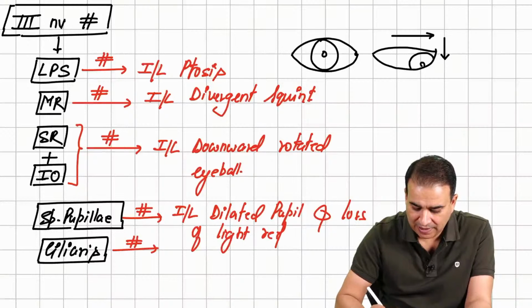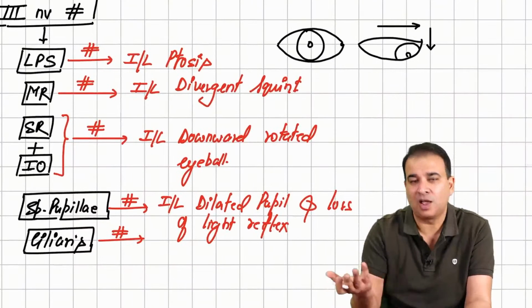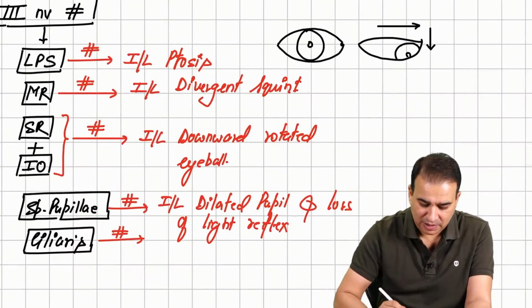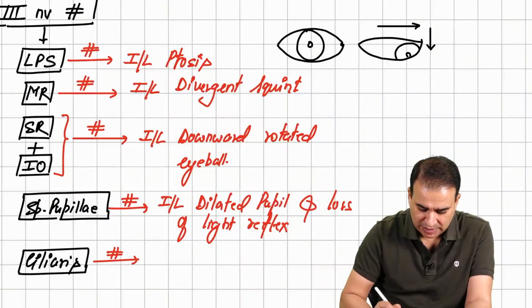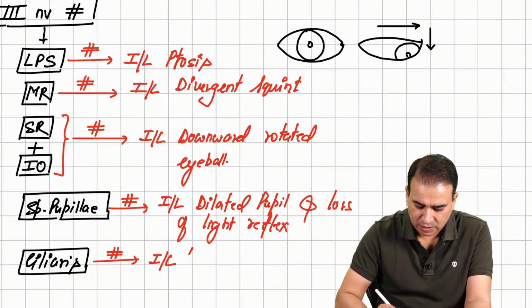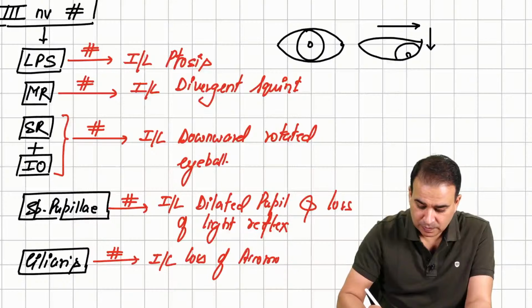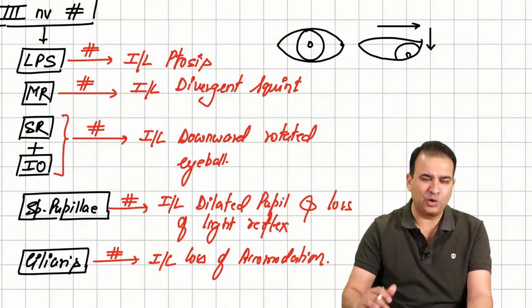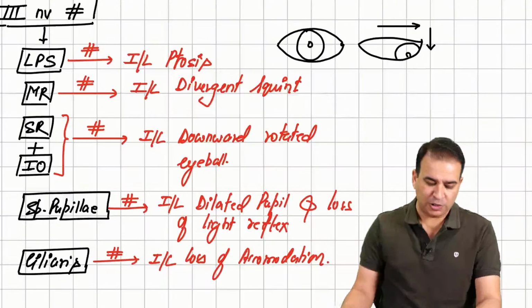The pupillary light reflex will be gone, right? Pupillary light reflex will not be there because the sphincter pupillae is not working. How can we have light reflex here? And similarly, the ciliaris muscle is also affected, and ciliaris muscle involvement will cause what? It will lead to the ipsilateral loss of accommodation, or you can say ipsilateral loss of accommodation reflex.